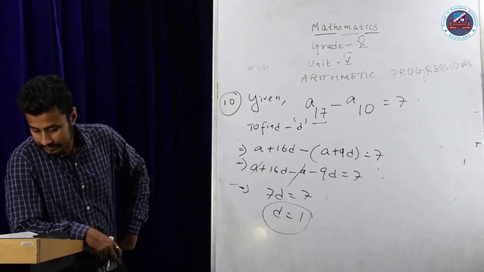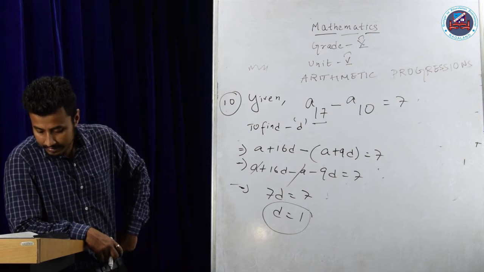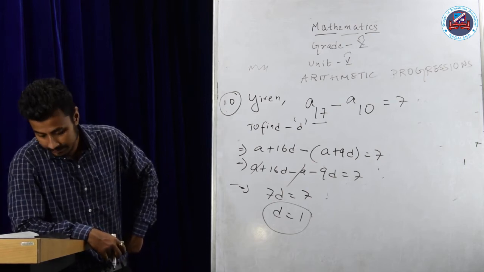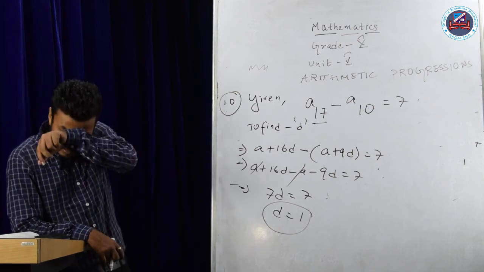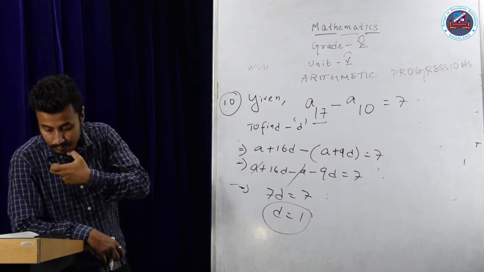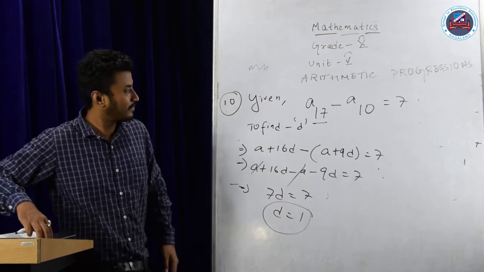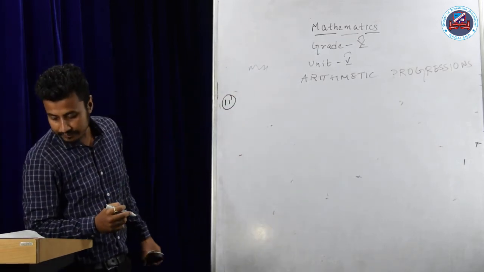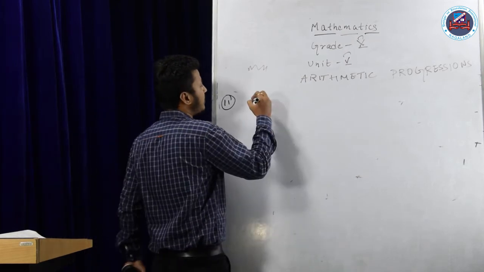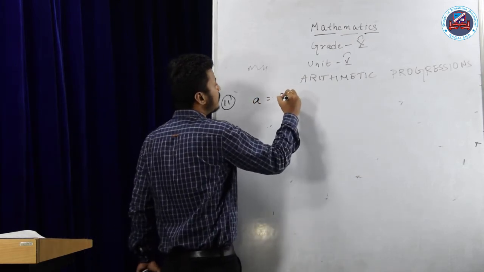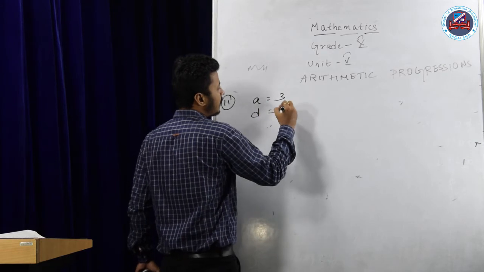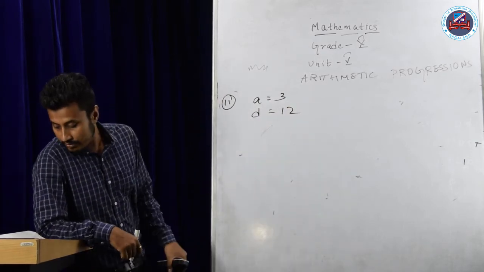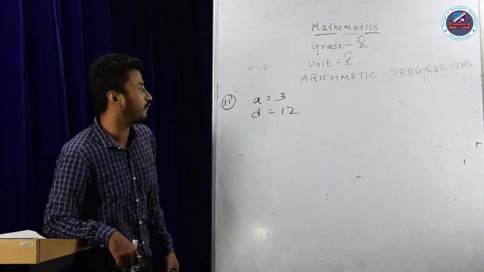Question number 11. Which term of the AP will be 132 more than the 54th term? The AP is given: 3, 15, 27, 39. Guys, tell me, what is the first term here? 3. What is the common difference here? 12.